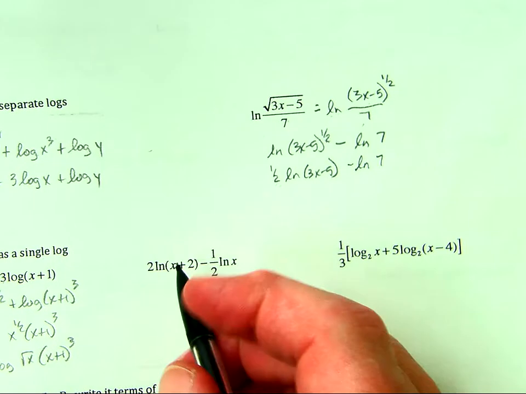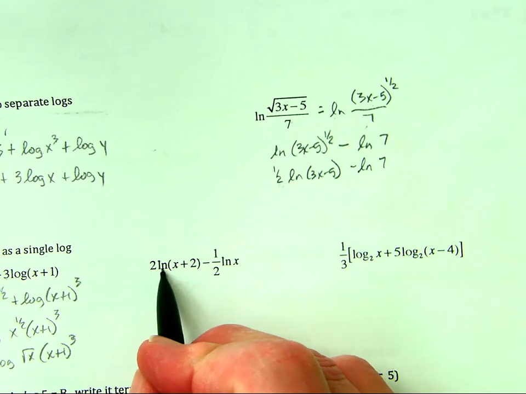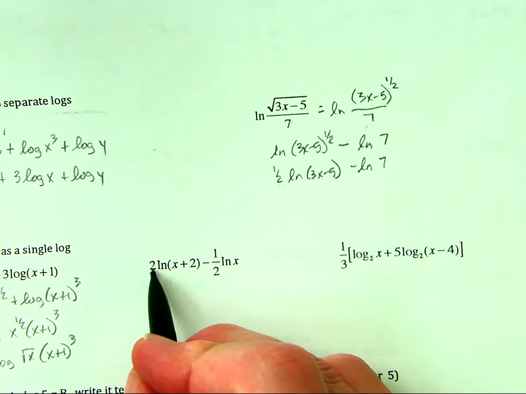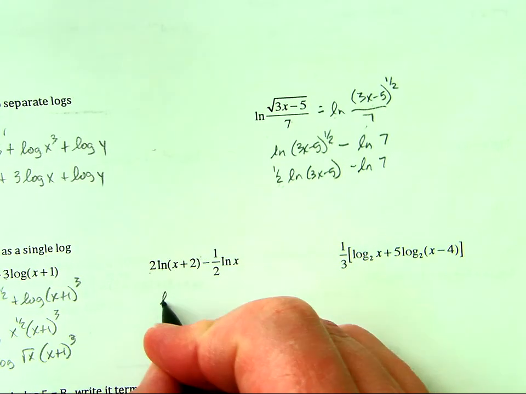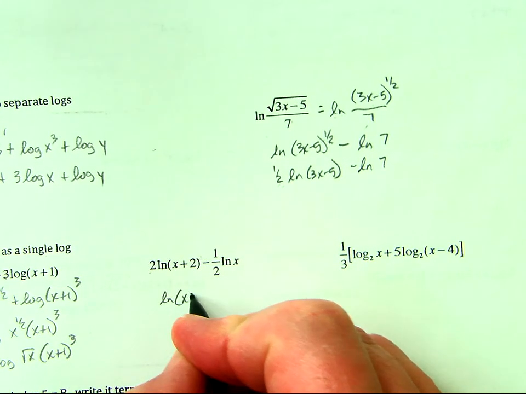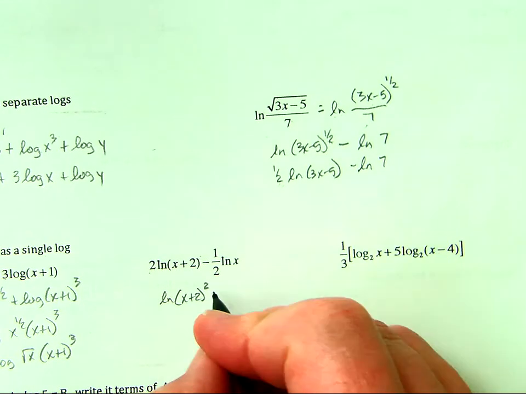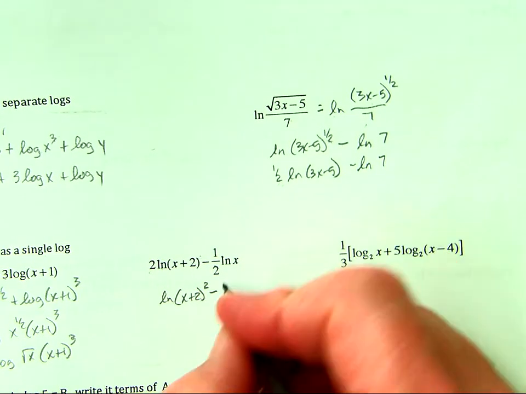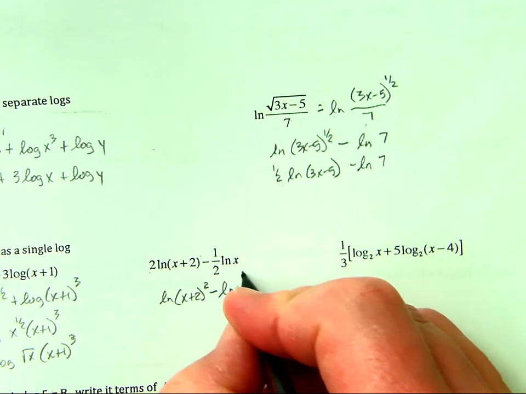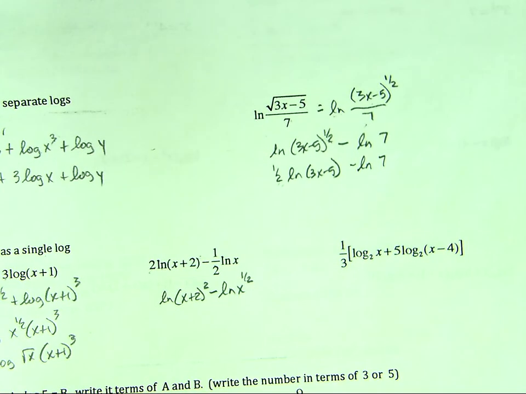All right, this one, same thing. Here there's a 2 in front of the log. Remember, anything in front is an exponent. Let's put it back. So that's the natural log of x plus 2 squared. Here there's a 1/2 out front. Let's put that back. So put the 1/2 back as an exponent. So it looks like that.